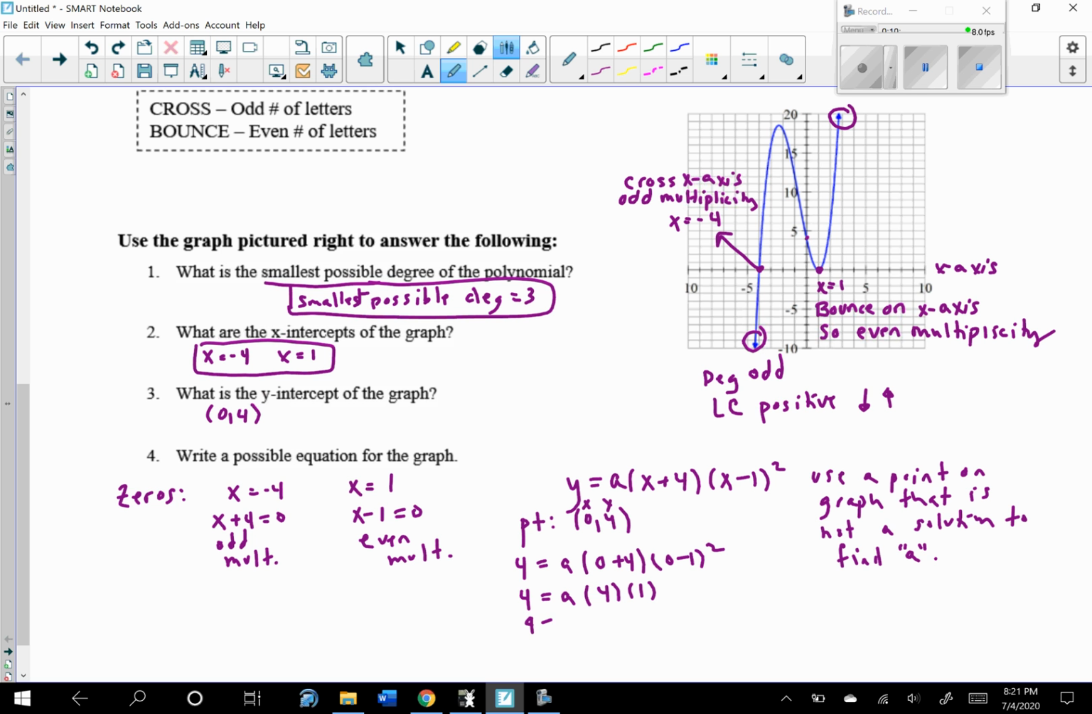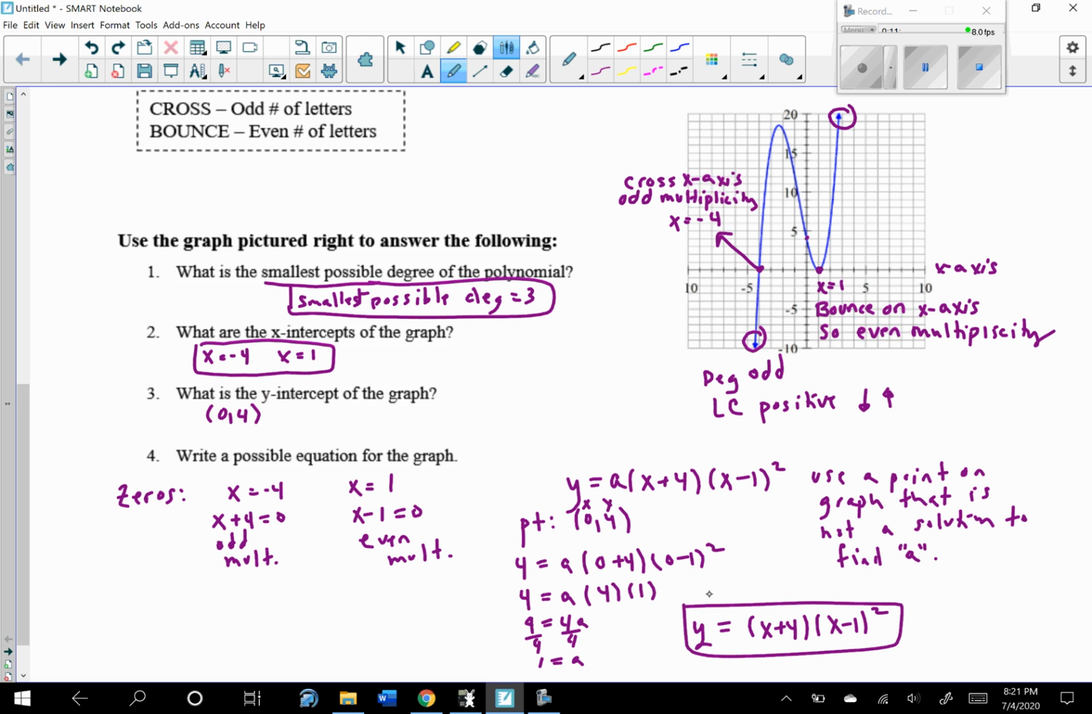So we have 4 equals 4A, because A times 4 is just 4A, divided by 4. And that means the A value is equal to 1. So a more precise equation to fit this graph would be y equals 1 times (x plus 4) times (x minus 1) squared. It doesn't always happen that you get 1, but in this case we did. So that would be our possible equation.